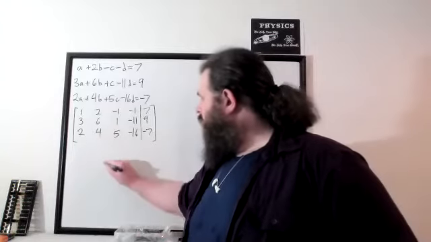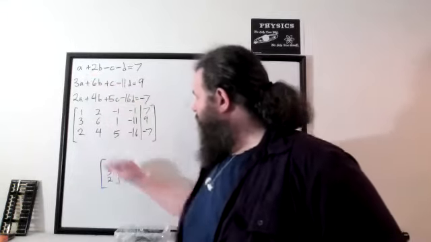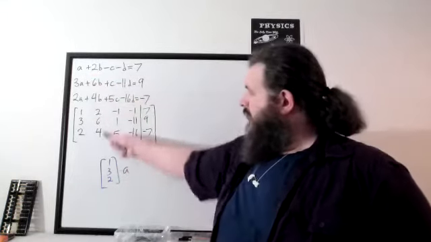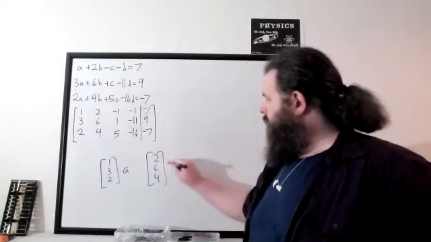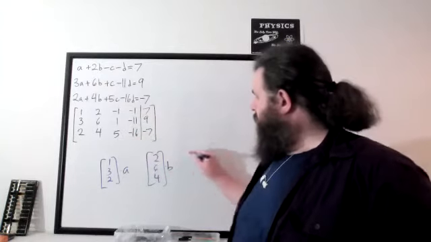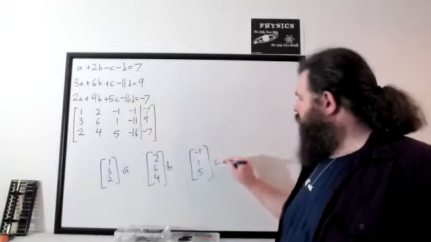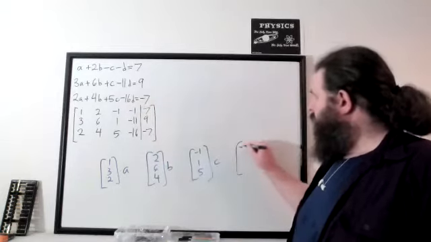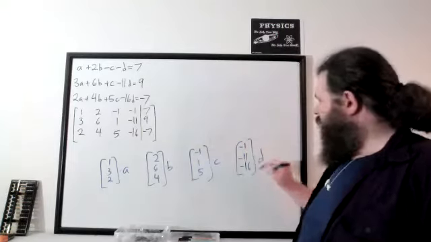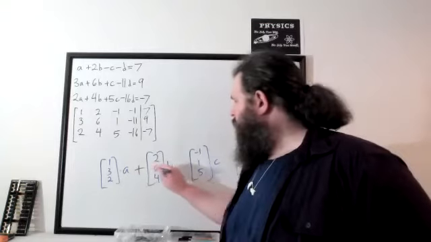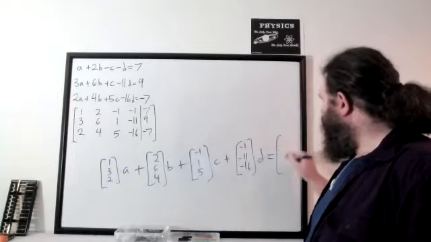If you think of just the first column as a vector that's being multiplied by the variable a, the second column as a vector that's being multiplied by the variable b, the third column as a vector being multiplied by the variable c, and the fourth column being multiplied by the variable d, those all added together have to add up to this final vector, 7, 9, negative 7.